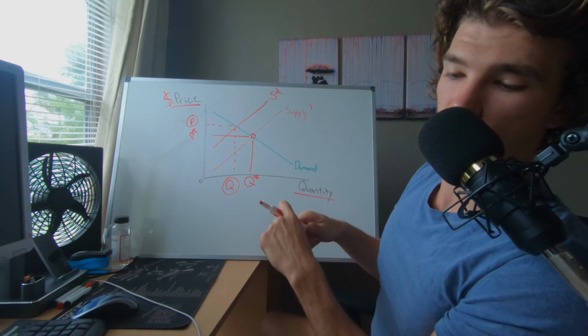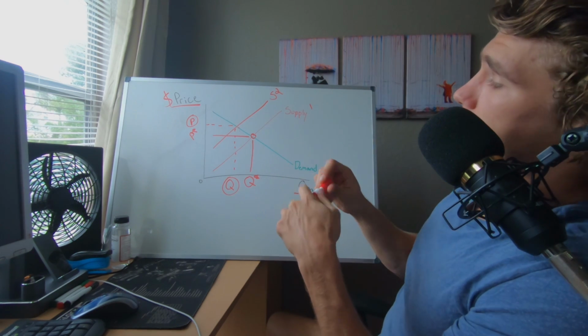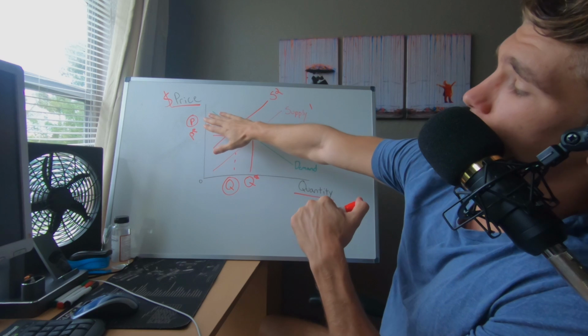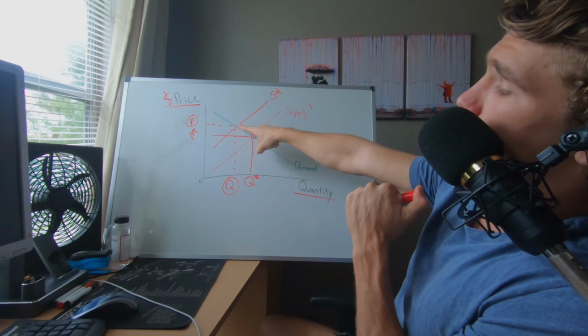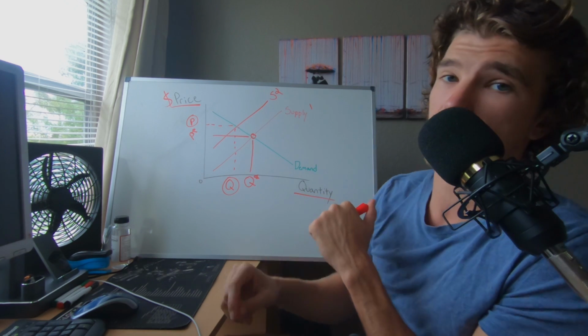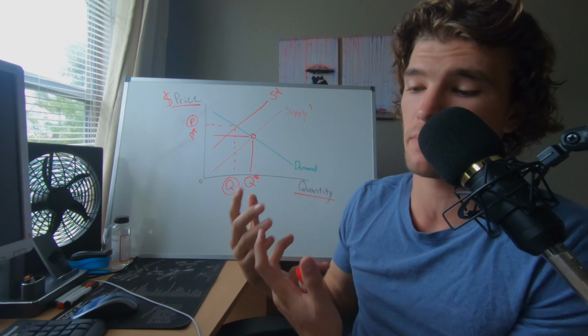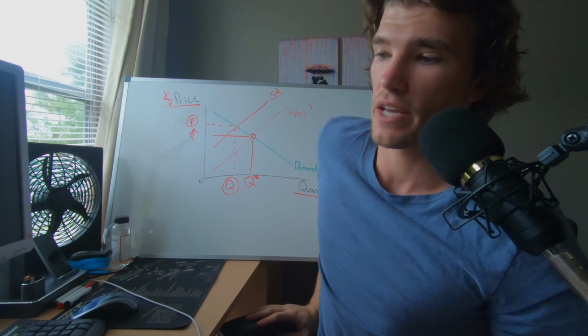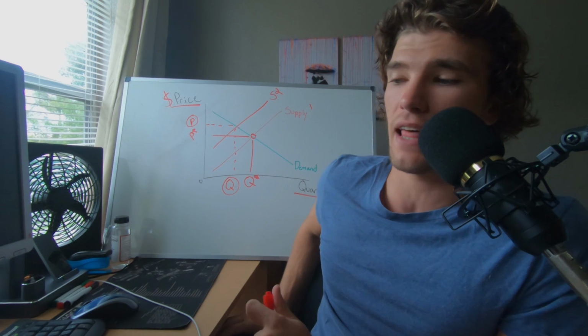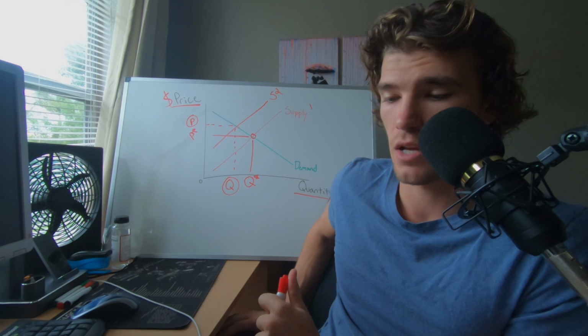So I just circled those to try to make them easier for you guys to see. But basically what happens is we have an increase in price. And because now there's an increase in price, we have less of a quantity that's desired because things are more expensive.